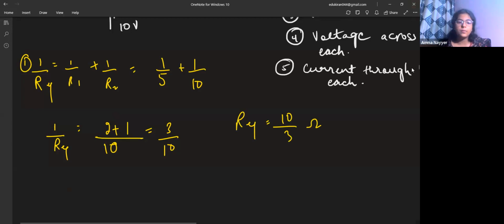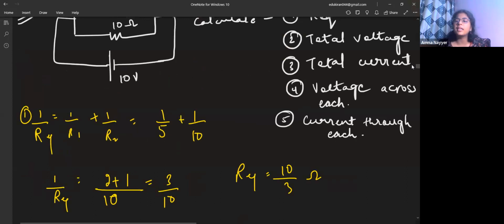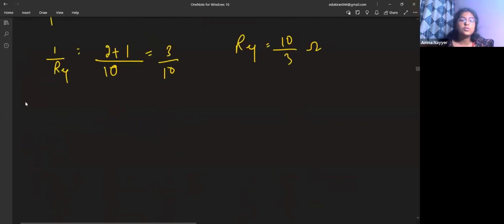Second question is regarding the total voltage. See, total voltage is mentioned in the circuit. You can directly see this is a parallel combination, so the voltage across each is the total voltage. Very good. This would be 10 volt. So the answer for the second part would be 10 volt.